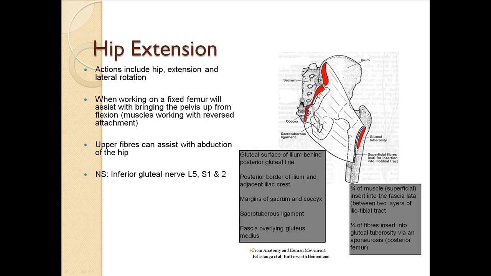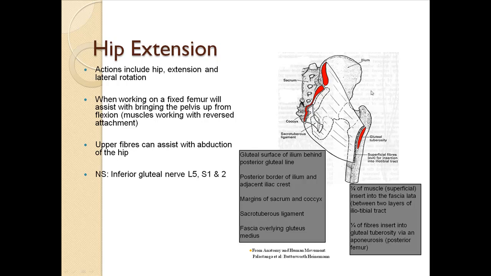The fibers of gluteus maximus pass downwards and laterally before inserting into the gluteal tuberosity for the deep quarter, and the superficial three quarters pass in between the two layers of the iliotibial tract. So we have tensor fasciae lata entering the iliotibial tract anteriorly and gluteus maximus entering the iliotibial tract posteriorly.